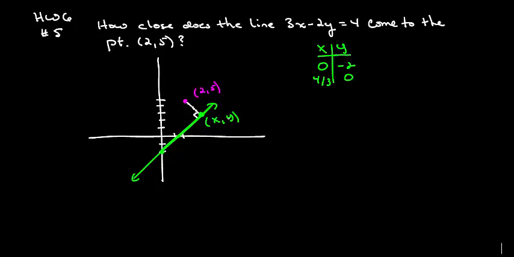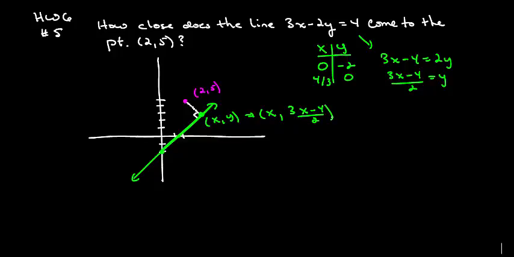Now, one of the things about this is that this line contains this point, which means that since this can be substituted in here for y, we know that if I move this 2y over, we know that 3x minus 4 is equal to 2y. And we also know that y is equal to 3x minus 4 over 2. So since these y's are the same, this is 3x minus 4 over 2.